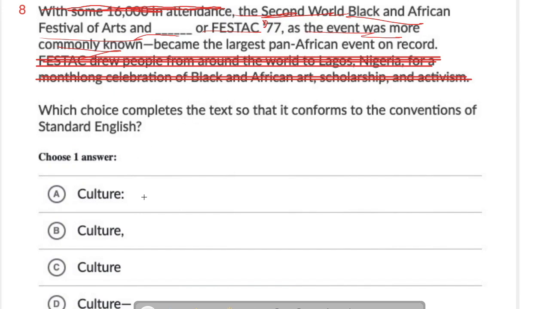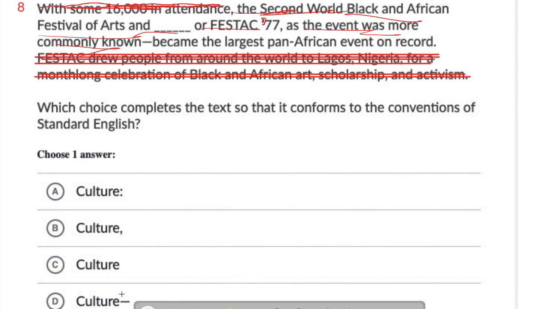What we want here is the dash. So, the Second World Black and African Festival of Arts and Culture, dash, or Festac 77, as the event was more commonly known, became the largest Pan-African, blah, blah, blah. So, this is the gist of our sentence.